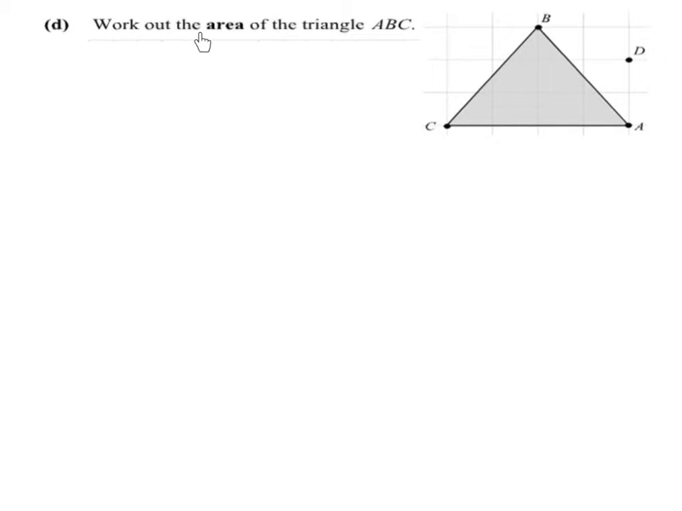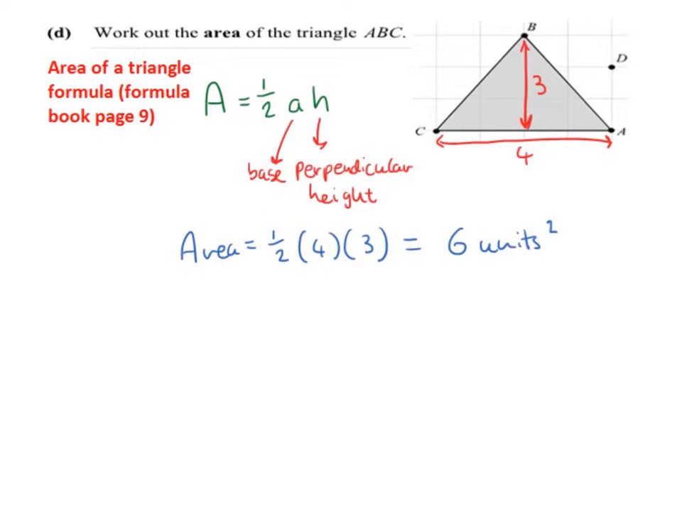Part D, work out the area of the triangle ABC. So work out the area from A to B to C. So we want to figure out the area of the space inside this triangle. Okay, so the area of a triangle formula is found on page 9 of our formula book.